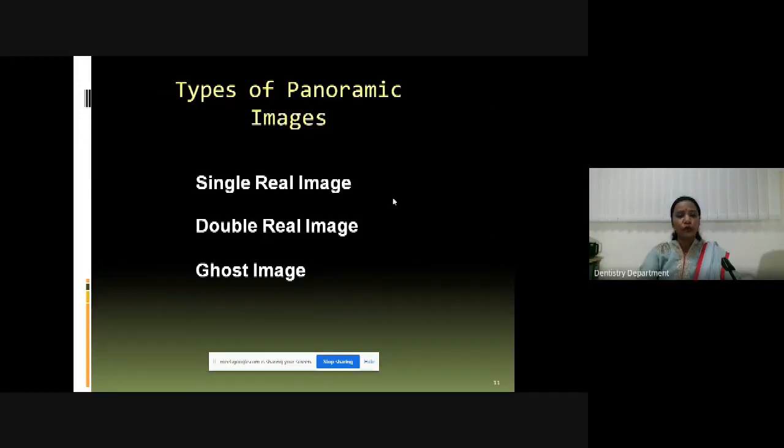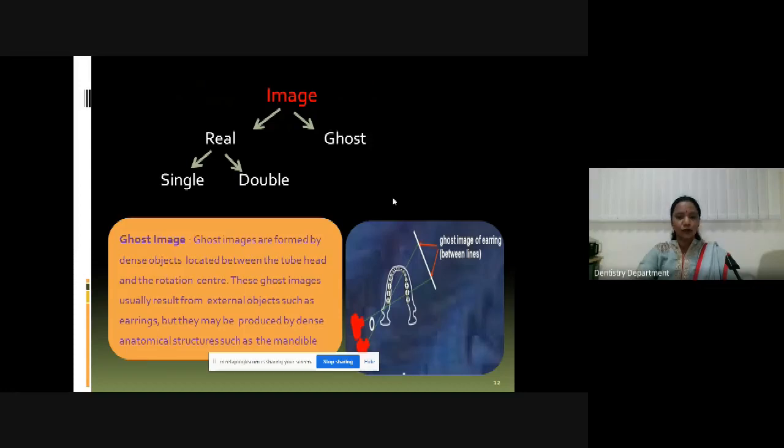What are the types of panoramic images we can obtain in an OPG? There are three different forms of images. We call them single real image, double real image, and ghost image. Let's see the different forms of images in detail, starting with the ghost image. Normally, now we can see that one image is real, another is a ghost. The name itself indicates that it is a duplicated image. Under real image, we have a single image and double image.